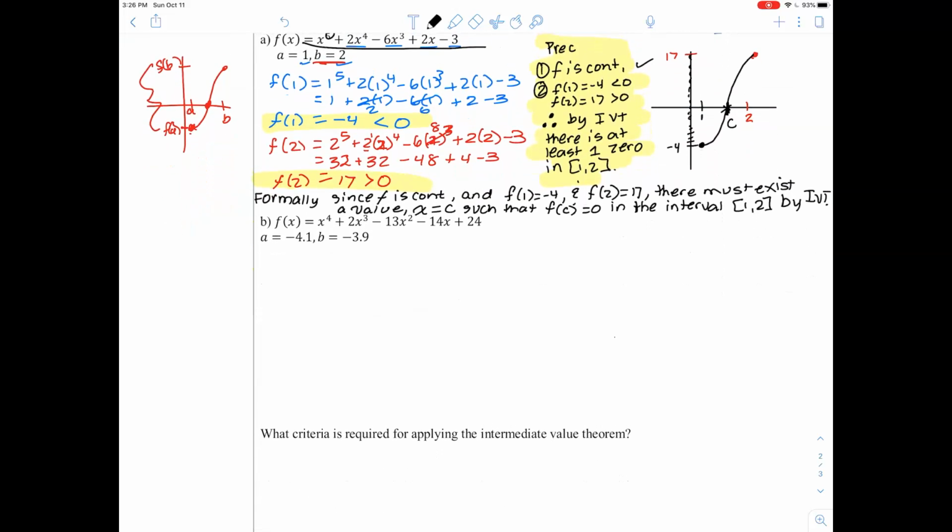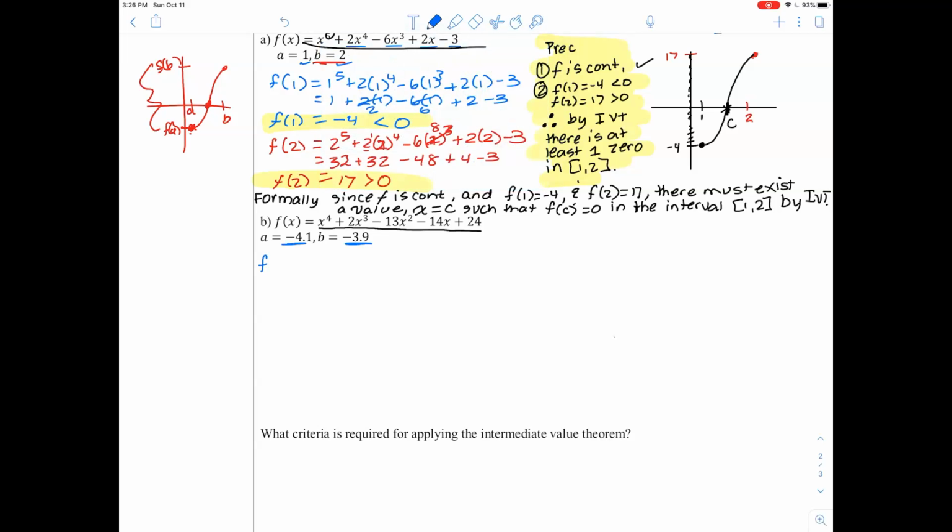So here we have another polynomial function, x to the 4th, 2x cubed minus 13x squared minus 14x plus 24. And I've already used the calculator, so we're going to go through this process again. So we're going to do the f of, let me color code here, the f of -4.1 for a. A is less than b.